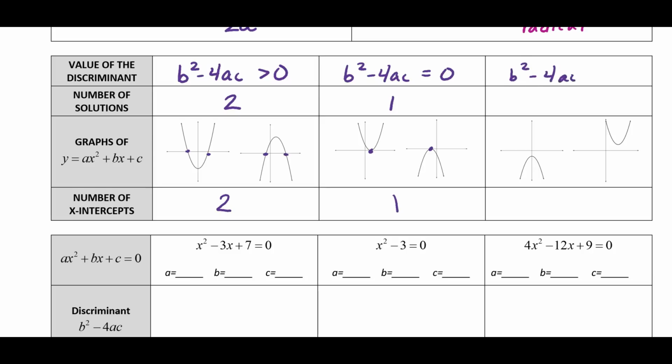And if the discriminant is less than 0, meaning it's negative, there will be no solutions. And if you look at these graphs here, no matter where I look, this graph will never touch the x-axis, either one of them, whether it opens up or down. So this tells me that there are 0 x-intercepts, which means there are no solutions.